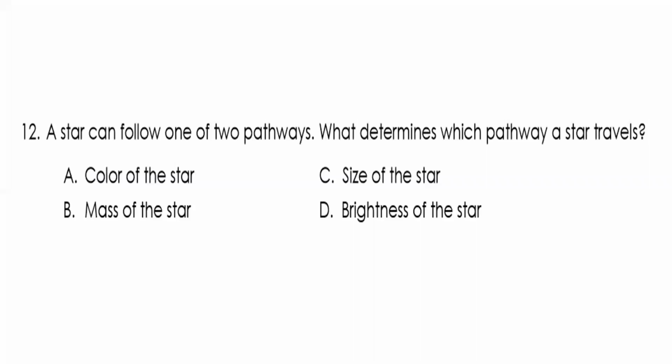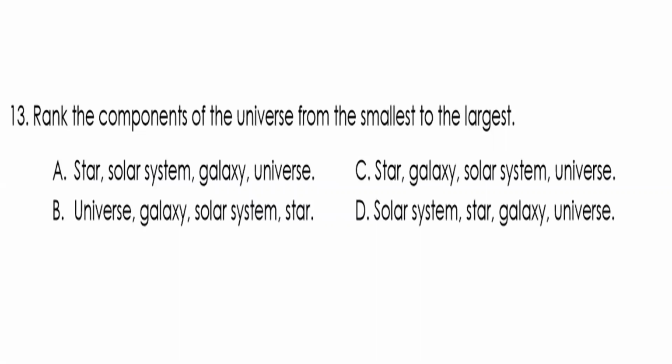Number 12, what determines the path that a star is going to take? Mass. Number 13, we should have ranked them from smallest to largest and not largest to smallest. So we could have easily eliminated B and D, and the correct answer was A. It was A.